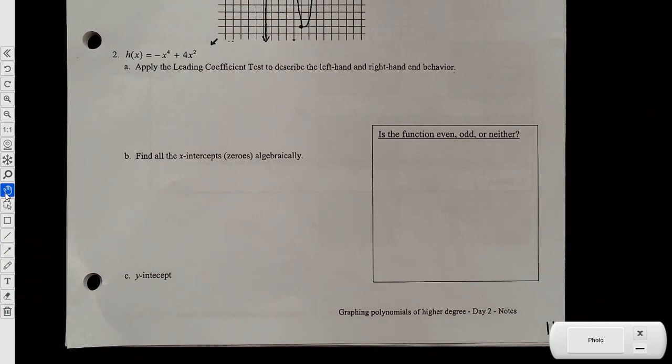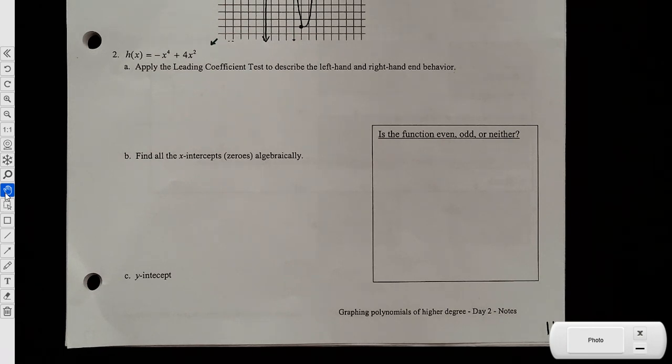All right, hi guys. In this video, we are going to go over example 2 on page 11 of your 3B packet. Again, if you do not have a packet at home or a printer at home, please feel free to just copy along in your notes, follow along, and copy this into a notebook at home.